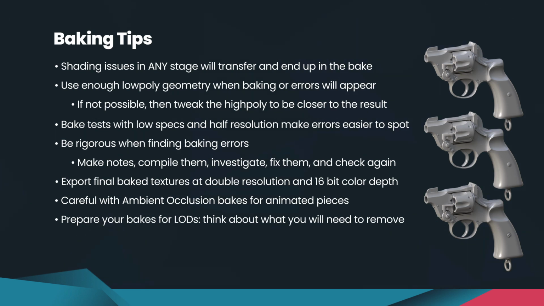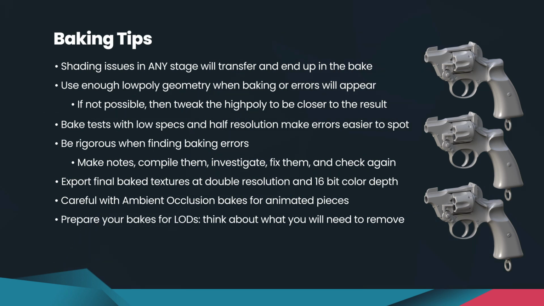Since these steps take time, the best way to go is collect all the errors and then fix them all at once, to avoid repeating operations unnecessarily. The final bake should be at double resolution than the planned textures, and use 16-bit color depth for normal maps. This will reduce the quality loss of exported textures, since we will have a lossless source file to compress and dither. There are two ways to bake a correct ambient occlusion map for animated pieces.